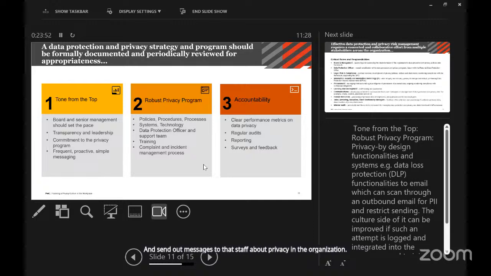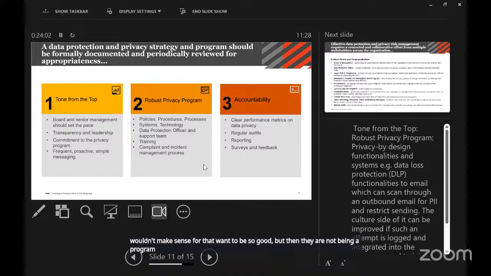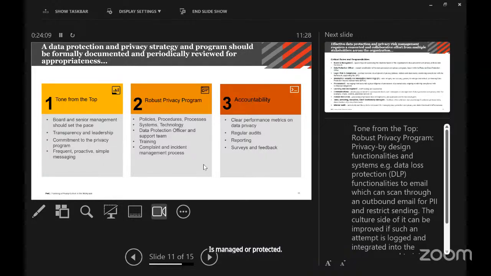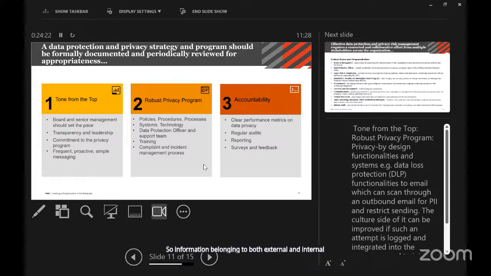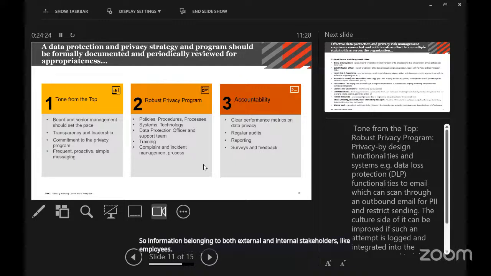That is very important. In addition to the tone from the top, it wouldn't make sense for the tone to be so good but then there not being a program or a clear process through which data privacy is managed or protected. So when it comes to the data privacy program, it's important that it communicates, as I mentioned, to the whole journey or ecosystem of your information. Information belonging to both external and internal stakeholders, like employees, needs to be handled. So the policies that you have in place need to be comprehensive.